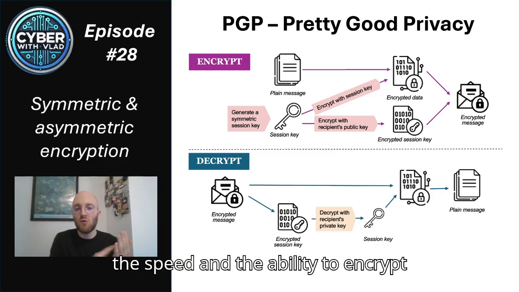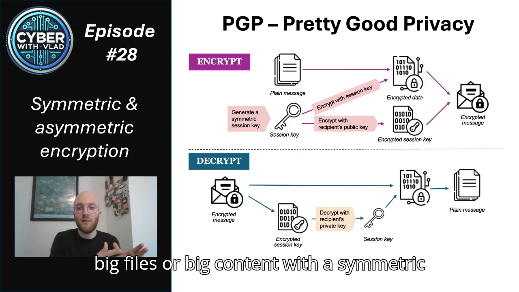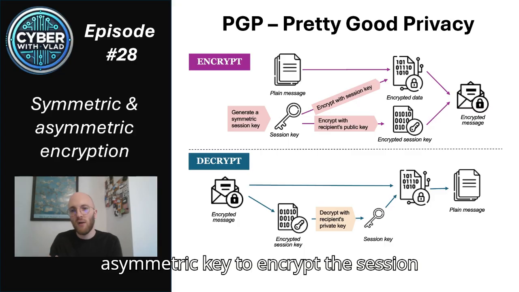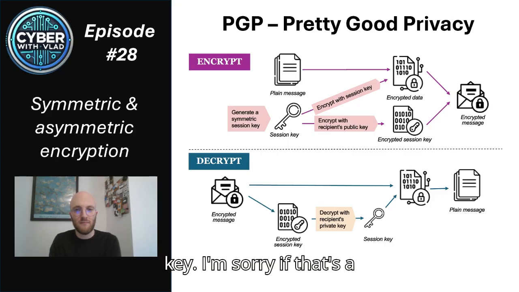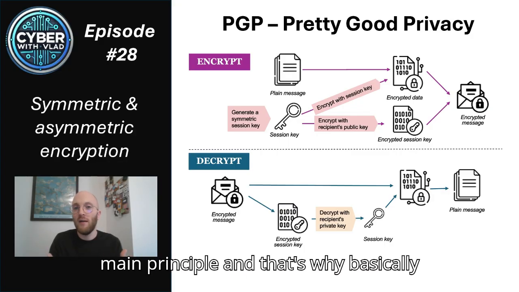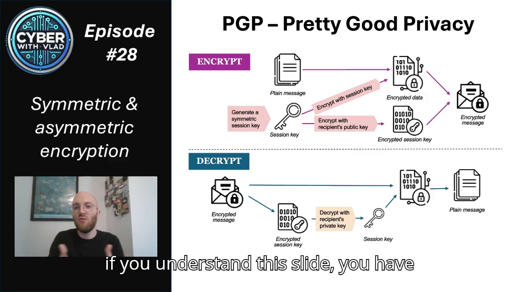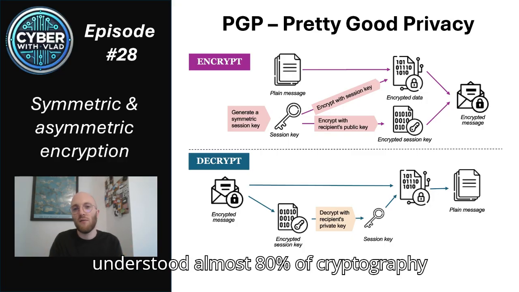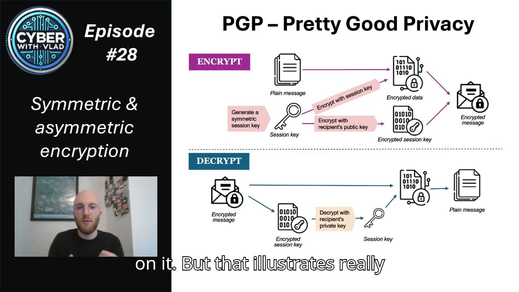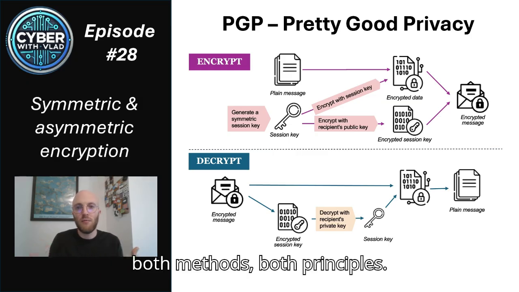So that's really an illustration of how you can benefit from both sides. First of all, you have the speed and the ability to encrypt big files or big content with a symmetric key, and then you are using the asymmetric key to encrypt the session key. I'm sorry if that's a lot of keys, but basically that's the main principles, and that's why if you understand this slide, you have understood almost 80% of cryptography today, which is why I'm quite stressing on it. But that illustrates really both methods, both principles.